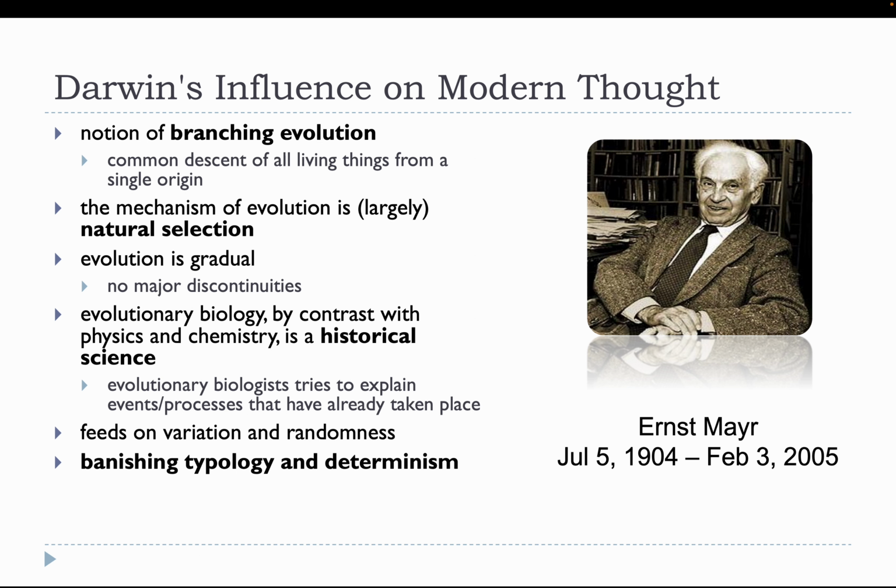And he basically said that Darwin introduced the idea of branching evolution, common descent. Darwin said that the mechanism of evolution is largely natural selection. We'll see that's not entirely true as we go on. The idea that evolution is gradual, that there's no rebooting of things. Basically, everything has to happen gradually. This is historical science, where we're looking at what happened in the past and trying to recapitulate the past, restore the past in our understanding of things. And that evolution feeds on variation and randomness, and for some people that's quite troubling.